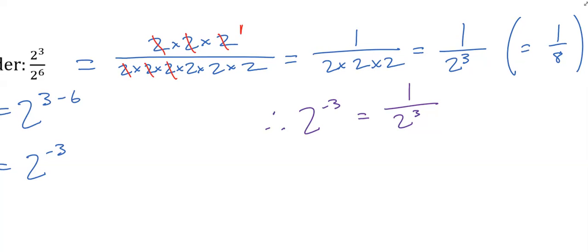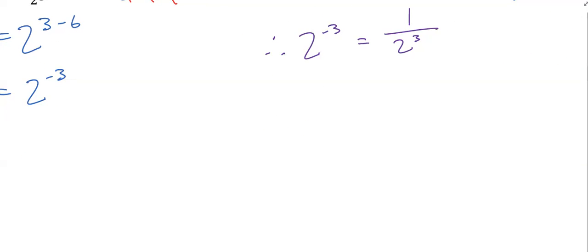So in general, we're going to write this down again. If I have a to the negative m, I'm going to get 1 over a to the m.